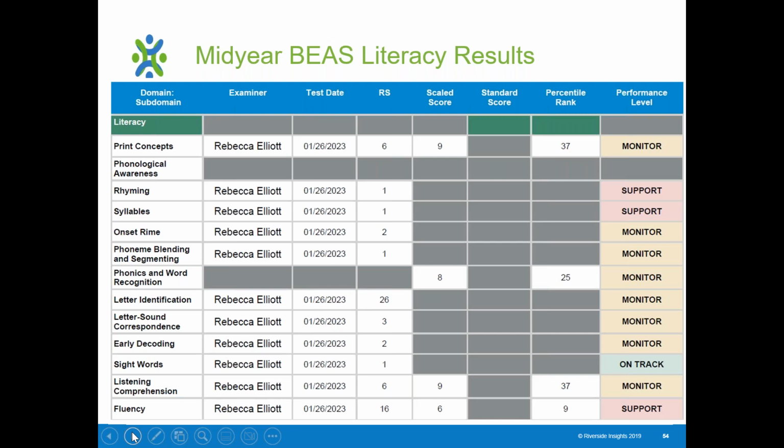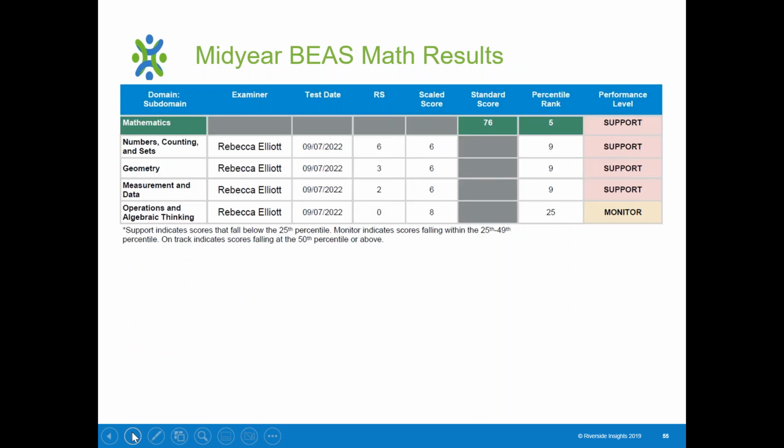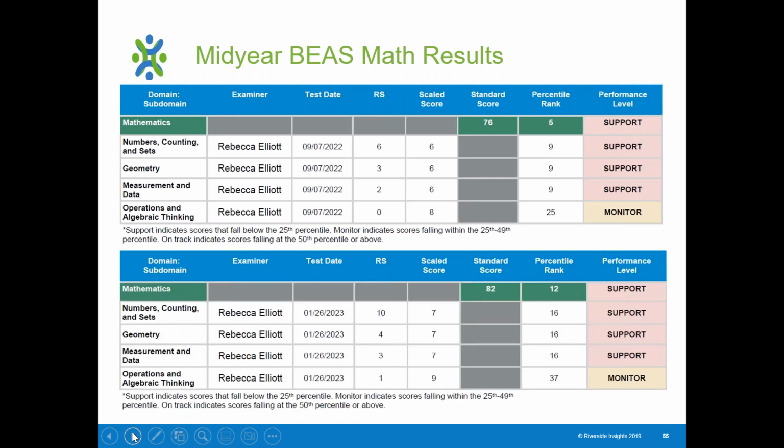Looking at the next report, this was his beginning of the year math results. His percentile rank is within the 9% to 25%. And if you click again, we can see within the math domain that he still requires support in these sub math domains, but his percentile rank and performance has hopped up quite a bit from 16% to 37% percentile rank using these two tools together.